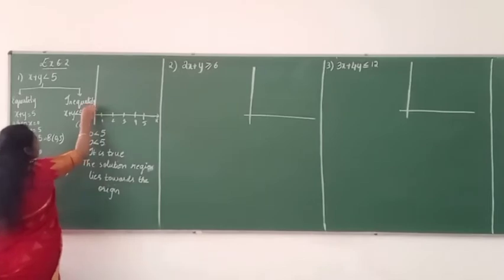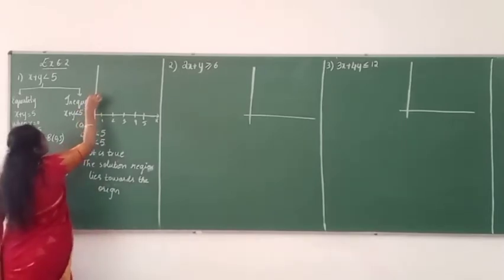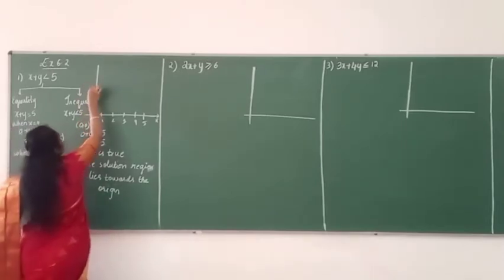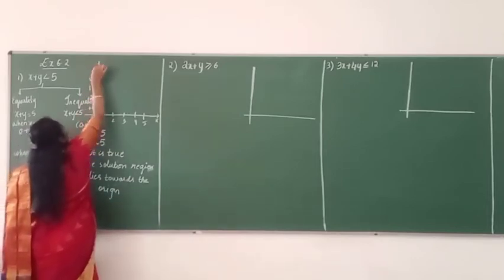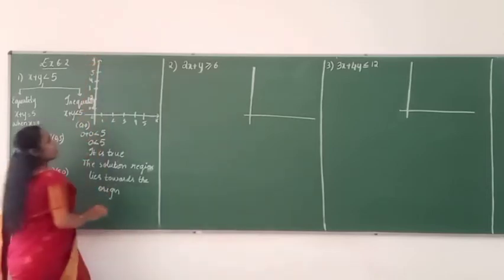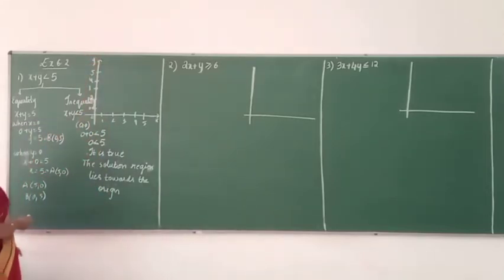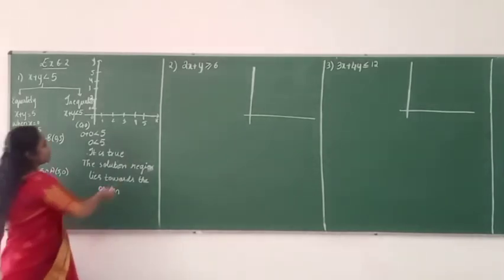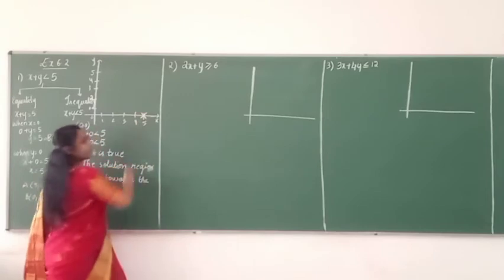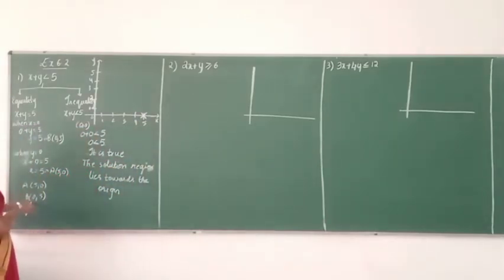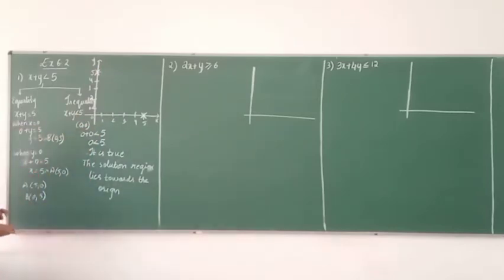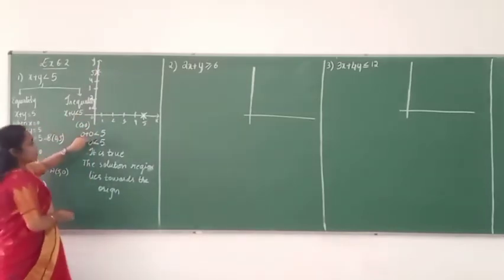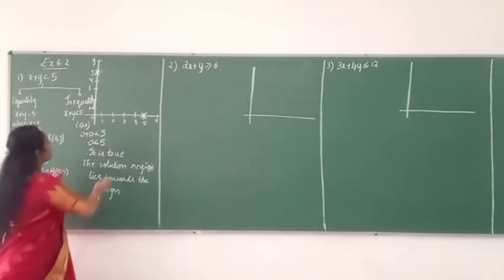Okay. Next one: 1, 2, 3, 4, 5, which is your y-axis. Now just check. The first point is A, which is 5, 0, which is this point. Next, B is 0, 5, which is this point. Now here the inequality is less than, so it will be a dotted line.